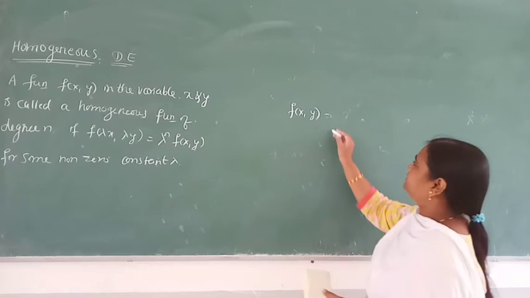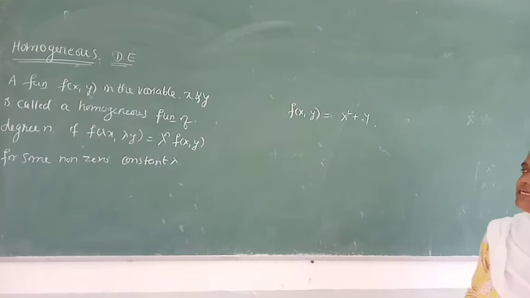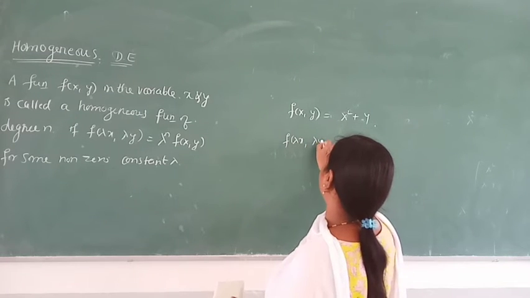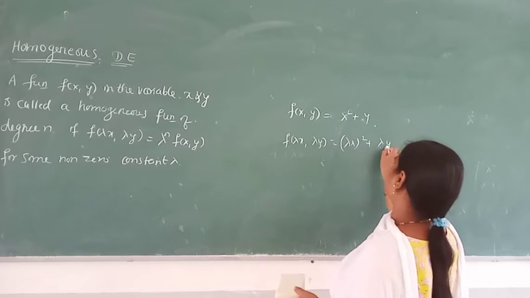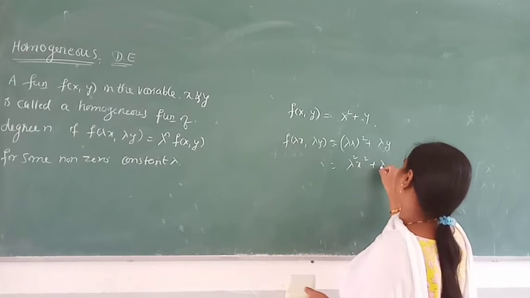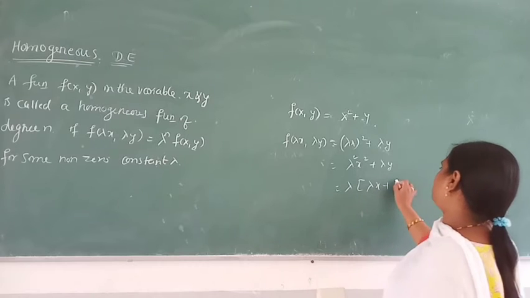That is x square plus 1. Replace x as lambda x and y as lambda y. We get lambda x square plus lambda y. Okay, this can be written as lambda square x square plus lambda y. Take lambda for 1. We get lambda x plus y.